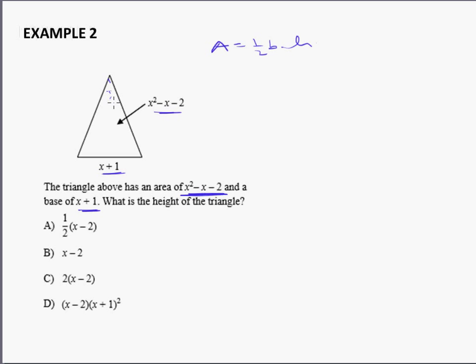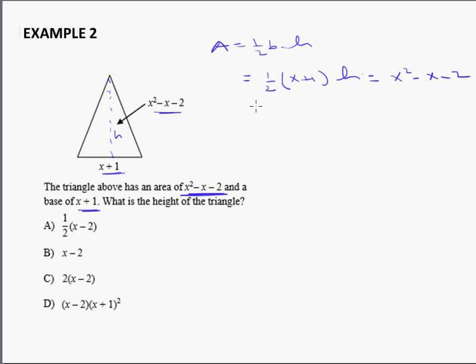So we come back here and say, well, we don't know the height, so this triangle has a height of h. Therefore, area will be equal to half the base, which is x plus 1, times the height, which we don't know. And that should be equal to x squared minus x minus 2.